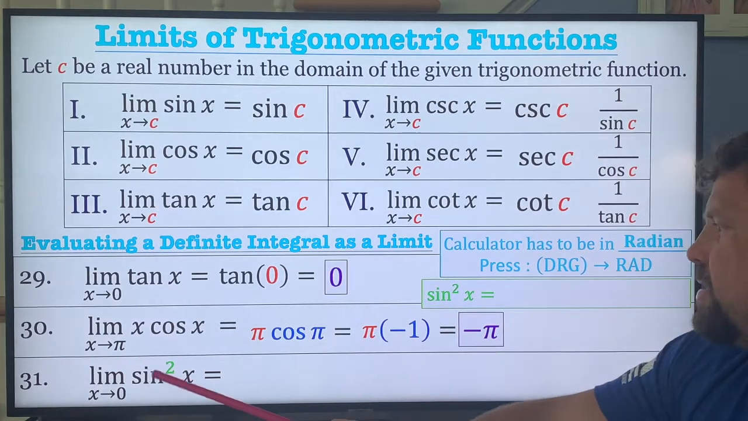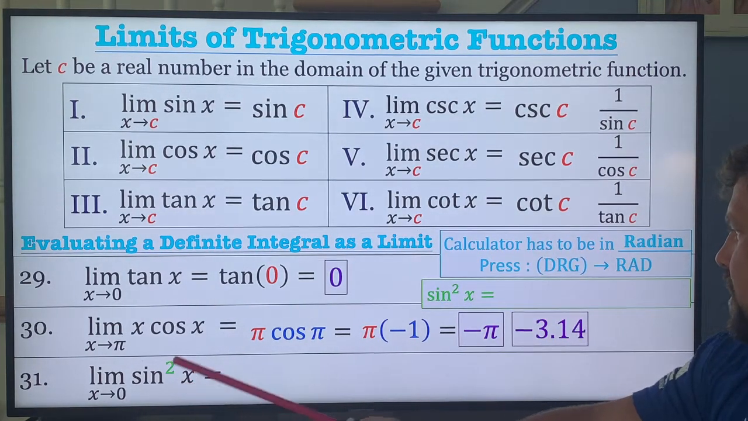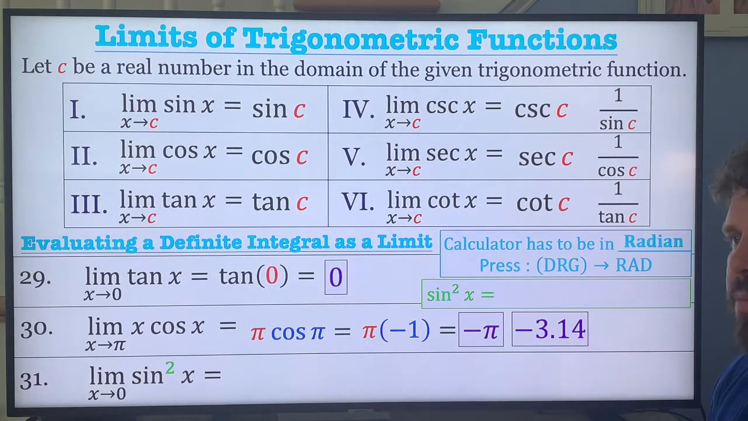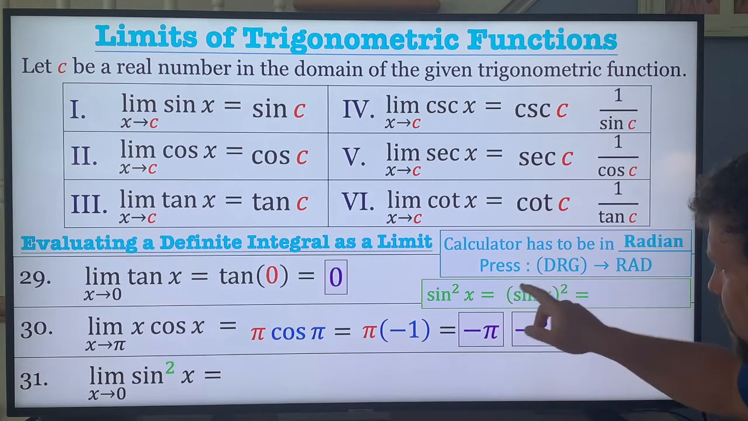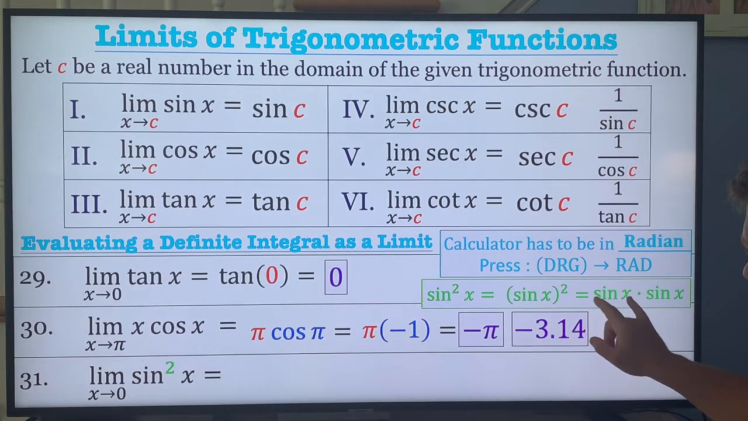The limit of sine squared x equals, now, negative pi is negative 3.14. Sine squared x, do you guys remember how to move trig functions? That's the same as sine x, whatever that whole thing is, quantity squared. So that's the same as sine x times sine x.